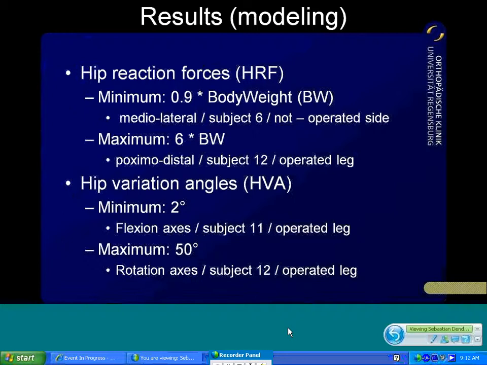Second of all, we have seen the hip variation angles with a minimum of 2 degrees on the flexion axis. It appeared in subject 11 on the operated leg, and a maximum of 50 degrees on the rotation axis, which appeared in subject 12 of the operated leg.